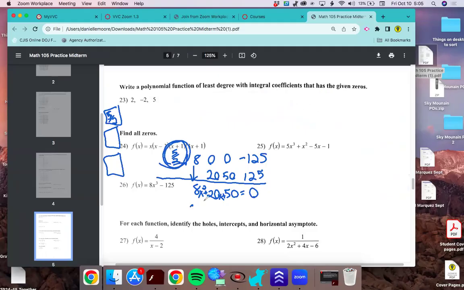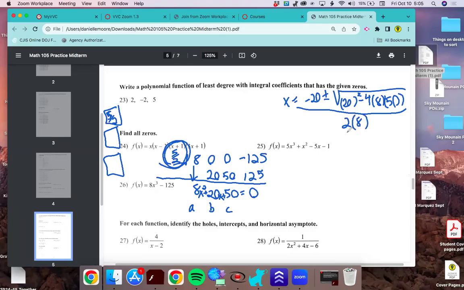Now, if we've got a quadratic formula, that's a, and then b, and then c. And so then remember that's x equals negative b plus or minus the square root, all this stuff. So negative b is -20 plus or minus the square root of b squared, which is 20 squared, minus 4 times the a and the c number. The a number is 8, and the c number is 50. Everything's positive, so that's nice. All over 2a, and 2 times 8 is our a term. Then we're just simplifying it from there.